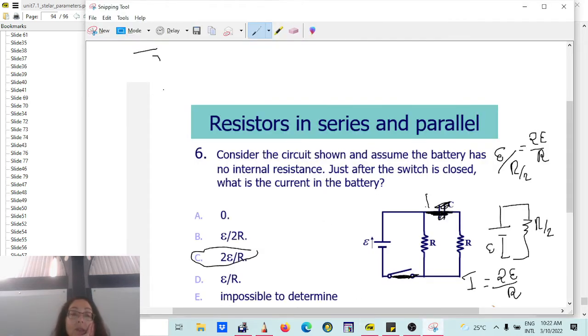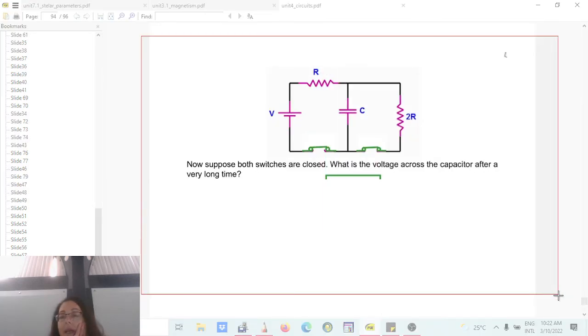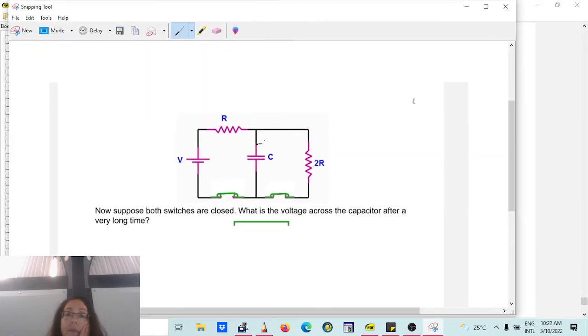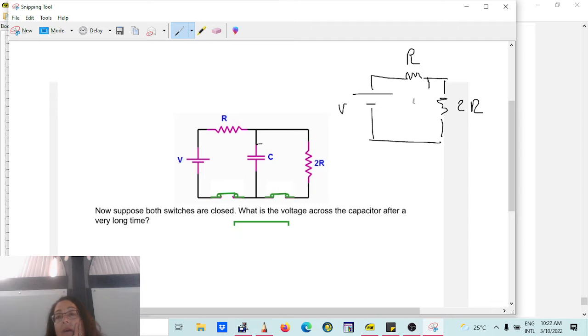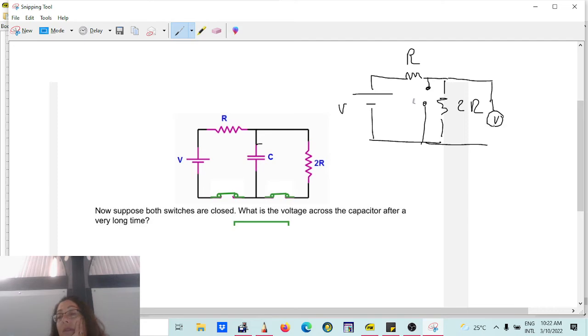Oh, that's interesting. Okay, let's try to answer the question. All right, look, we are almost reviewing. So after a long time, everything happens like you have just the R and 2R. And here you have an open switch. So the current is only flowing in this direction, yes? They want to find the voltage across the capacitor. So that's my voltmeter. I want to find the voltage across here because my capacitor is here. Everything is behaving like an open switch. So I'm looking for the voltage between A and B. Is that clear?